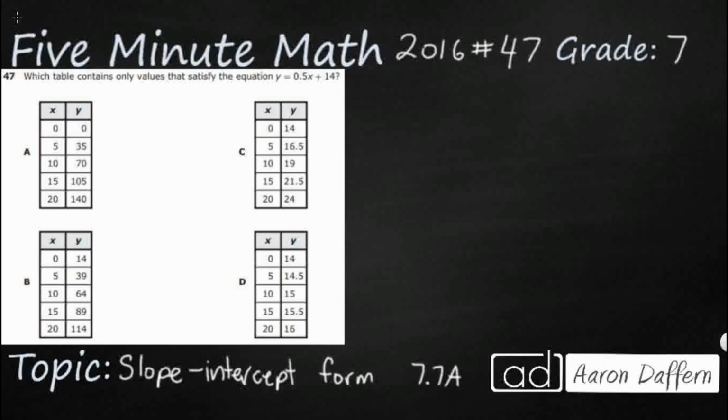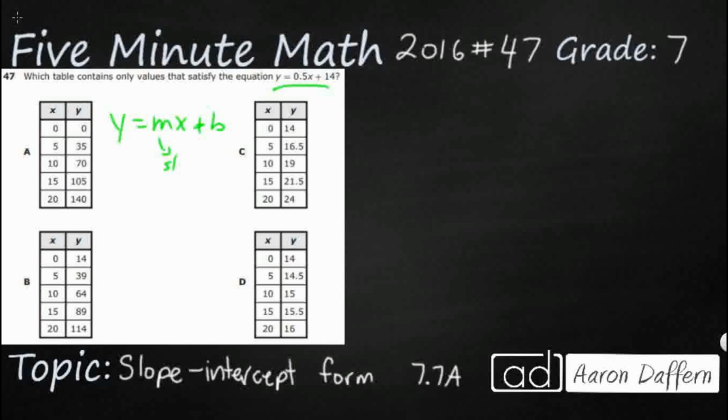So we've got 4 tables here, A, B, C, and D, and we simply need to use substitution. Let's just plug and play. What's going to work in this? Y equals 0.5x plus 14. But we need to see here that this is actually in slope-intercept form. It's a very, very common form of equations, right? So this m is our slope.